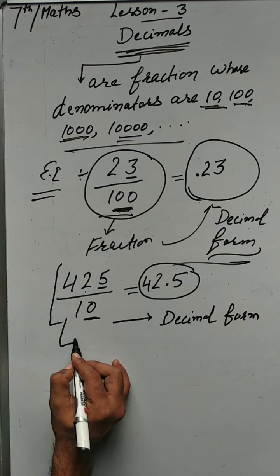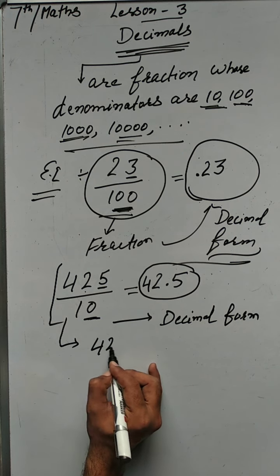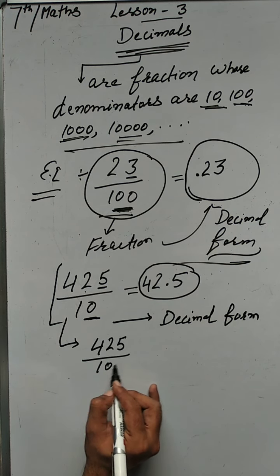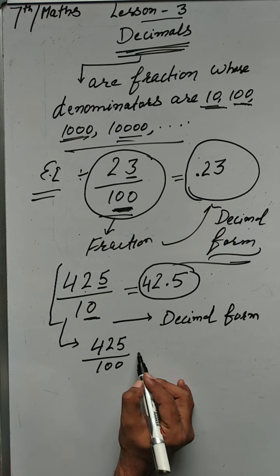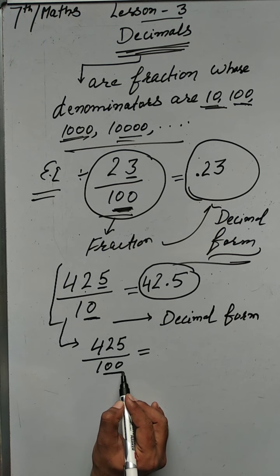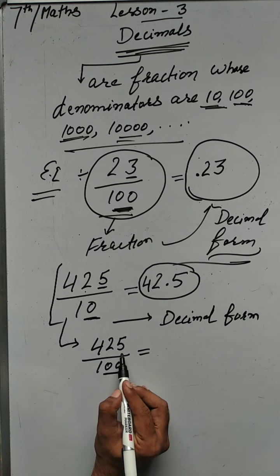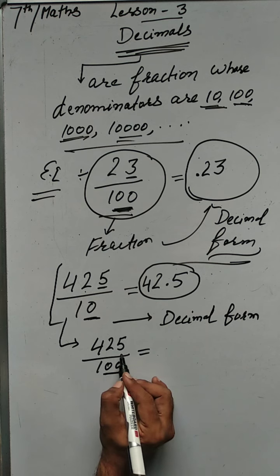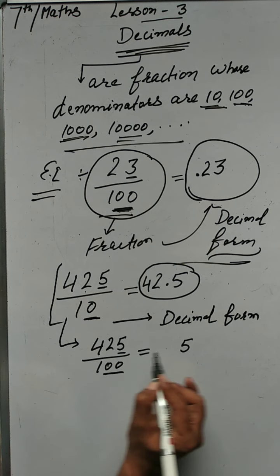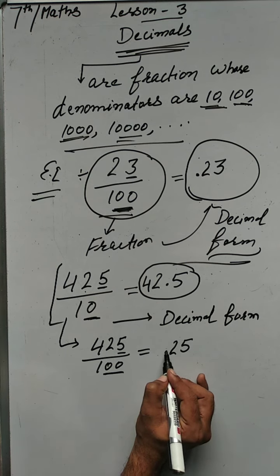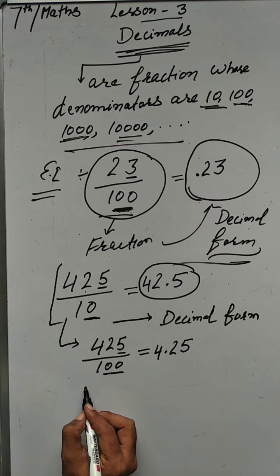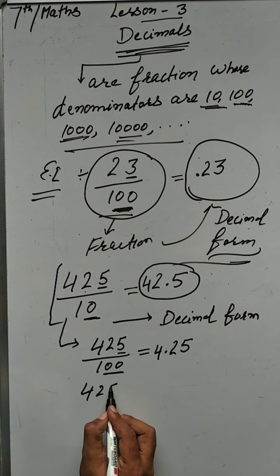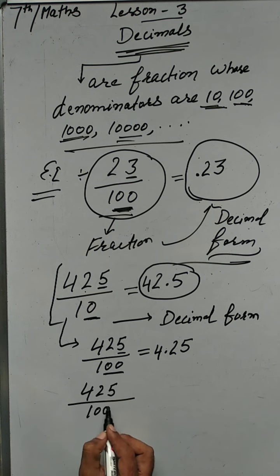And suppose if there are 2 zeros, beta, then how can we write? Suppose 2 zeros are there, means 425 upon 100. Then, beta, look, 2 zeros are there. From the left hand side, leave 2 numbers. First number is 5. Second number is 2. Now your decimal will come here. It becomes 4.25.